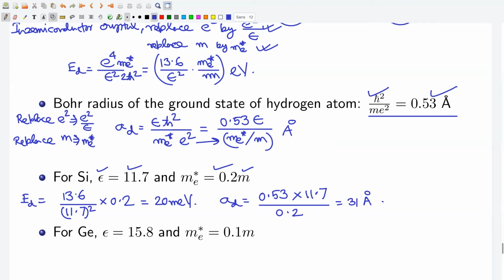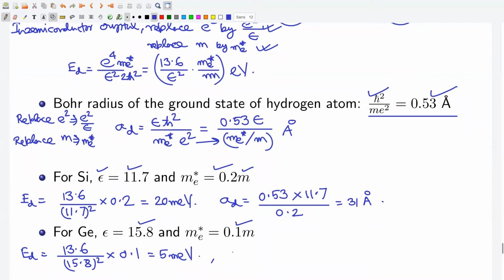Let me do the same exercise for germanium. In case of germanium, epsilon is equal to 15.8 and me star is equal to 0.1 times the free electron mass. Thus, for germanium, ED is equal to 13.6 divided by epsilon square. Epsilon square is 15.8 square times the effective mass, which is 0.1. And this is approximately equal to 5 milli-electron volt.